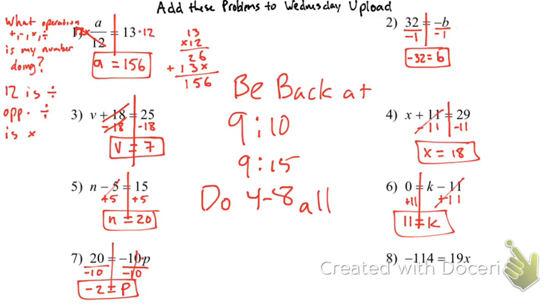And then the last one. 19 and x. Make sure you understand that the 19 and x, what operation they're doing, it's multiplication. And the opposite of multiplication is division. So it's not 19x, it's 19 times x. We got to get rid of that 19. So to get rid of multiplication, we're going to divide both sides by 19.